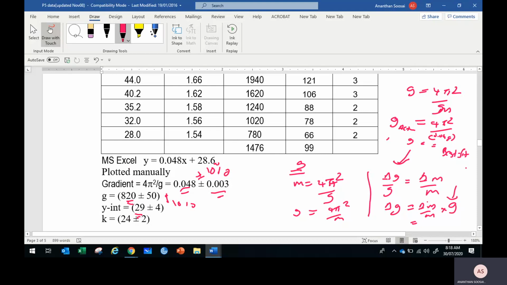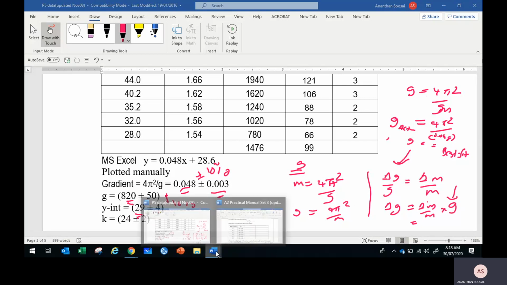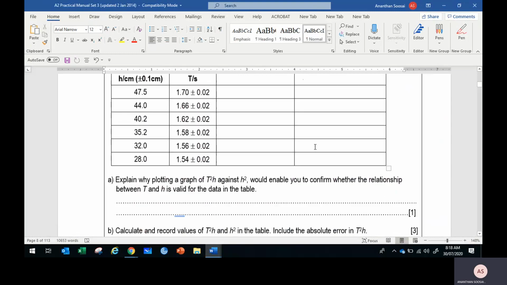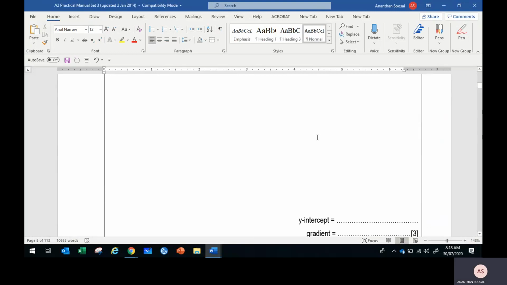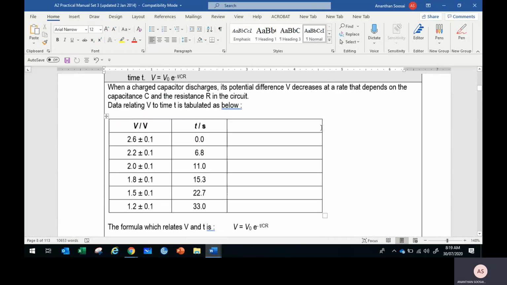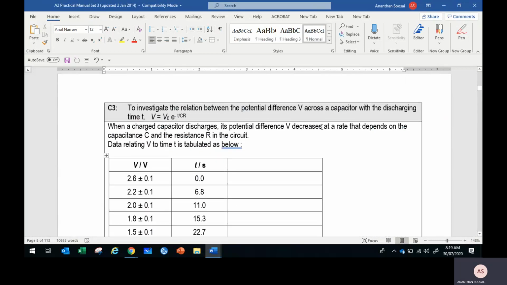Okay. Any question from this experiment? Anyone? Okay. So let's proceed with another style of question like this. Let's go to the new one. We move down. Okay, yeah, we go to this C3.